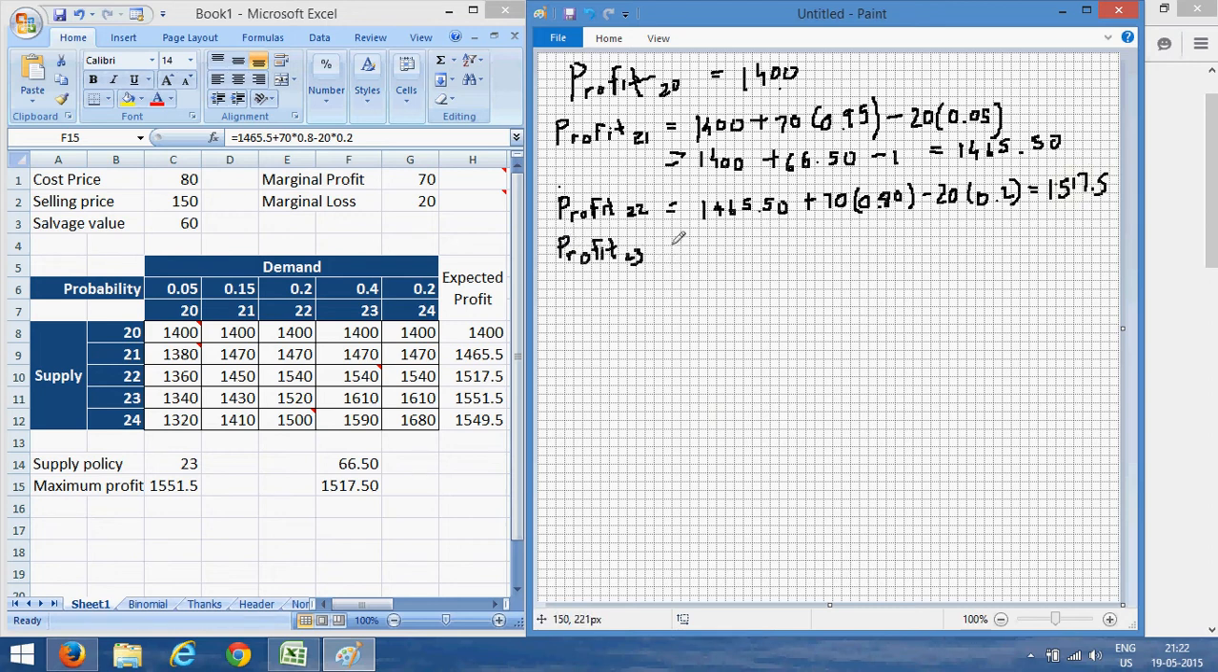So you should be able to do the formula for profit from stocking 23. You can pause the video and write the numbers on your own. Try it. Pause it. Write it on your own so that you know if it's correct or not. Okay. If you paused, welcome back.